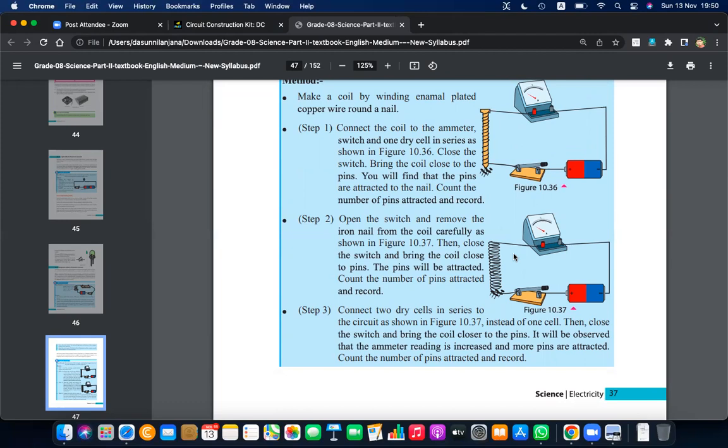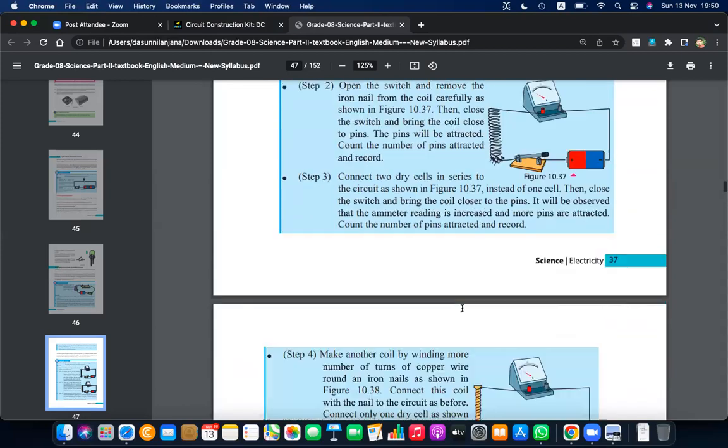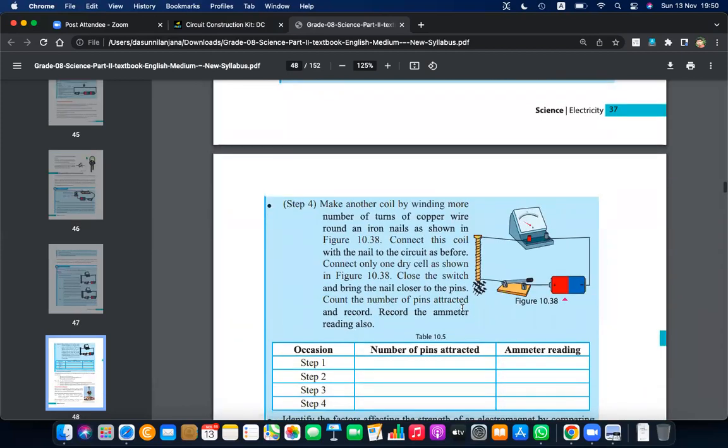But if you use a higher number of rounds, and also if you use a powerful battery, the magnetic effect will be very high. You can try to connect two batteries serially, right? Instead of one battery, you can connect two batteries serially and see what will happen to the setup. Make another coil, wind it with more turns.